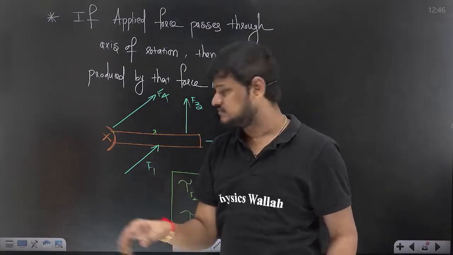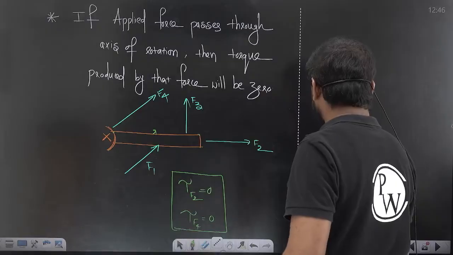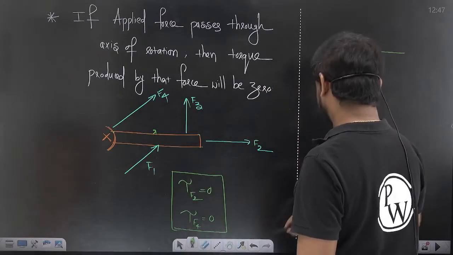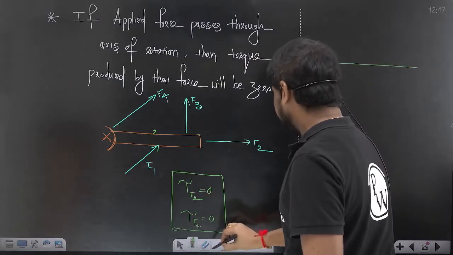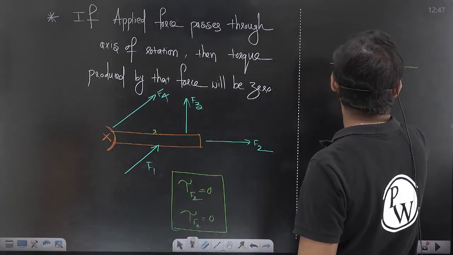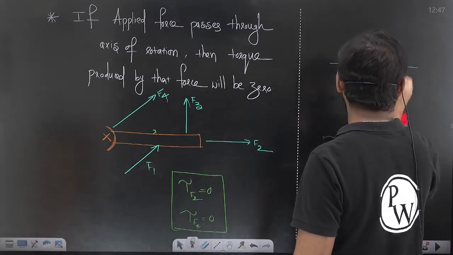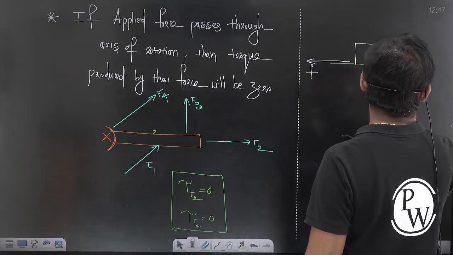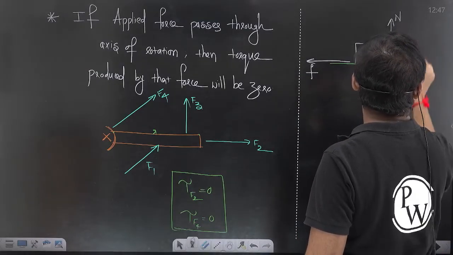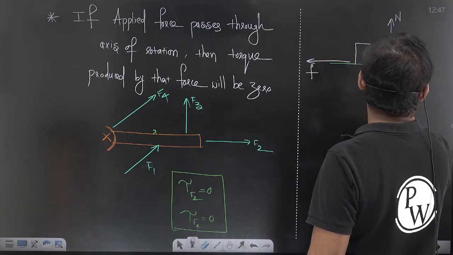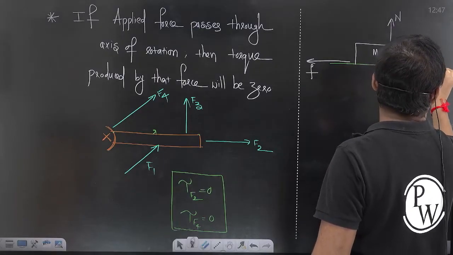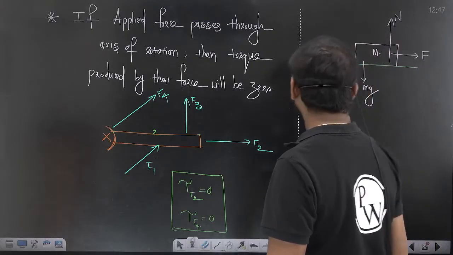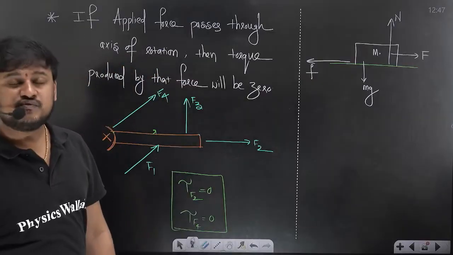Yes, clear? I'll take one more example. See here, let me take this one. So this is the ground, and I am placing an object here. This is an object of mass m. On this body I am applying the applied force F, and the normal N is acting. Then its weight mg is acting downwards. Now you tell me, the torque due to which force will be 0?